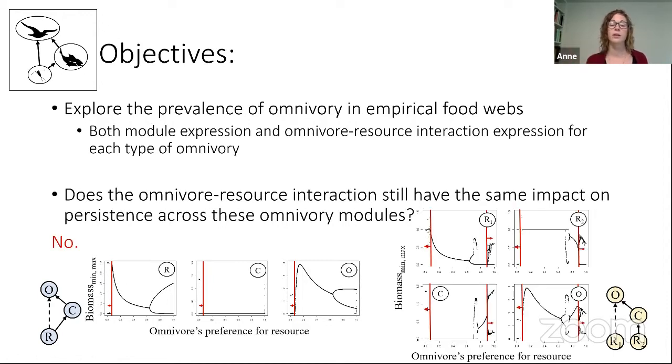If we compare that to a different omnivory module, here the multi-resource omnivory module, we see that actually, no, there's not the same impact on persistence. The multi-resource omnivory is more persistent at high interaction strengths and at low interaction strengths. Essentially, when you have a high preference for this resource, you're developing two consumer resource chains because this interaction here becomes quite weak. So it's perhaps not unsurprising, but it's still an interesting result.